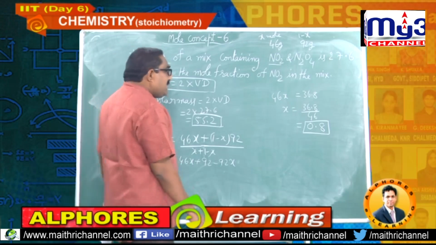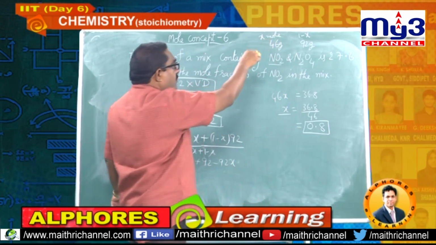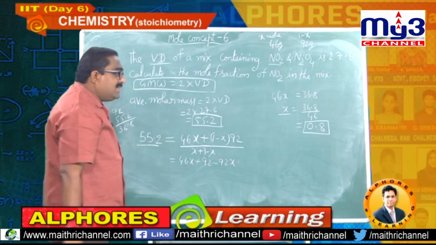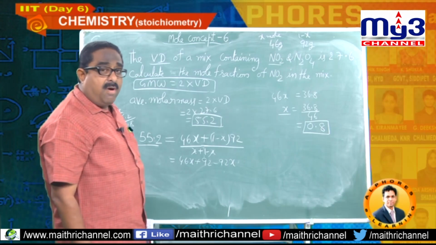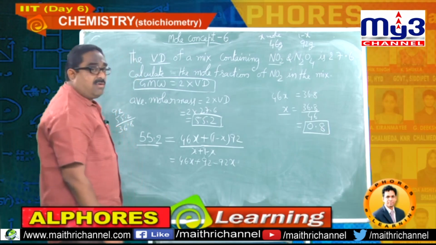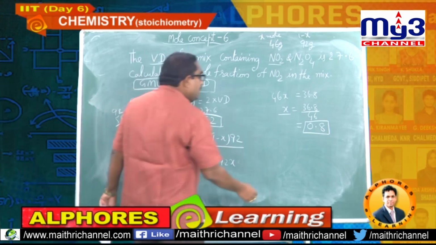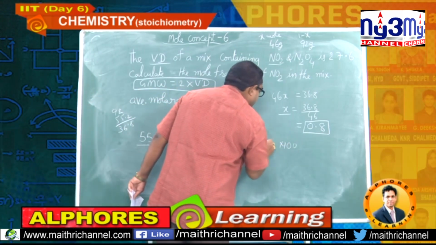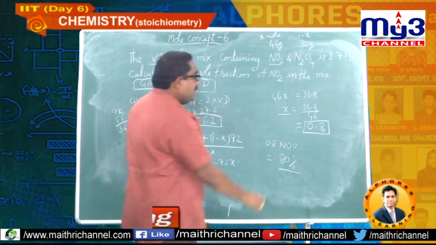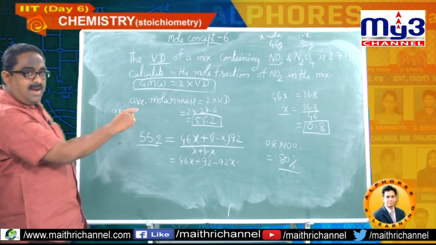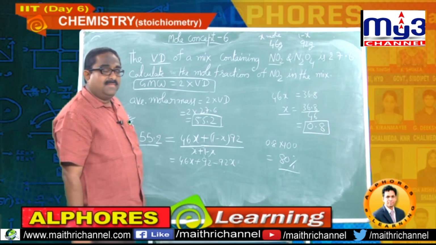So mole fraction, you got it as x, because out of 1 mole, x moles is that. So directly you will get mole fraction as 0.8. Suppose if the question is asked for mole percent, multiply by 100, so that is 80%. So mole percent and mole fraction, both are same only, just multiplied by 100.